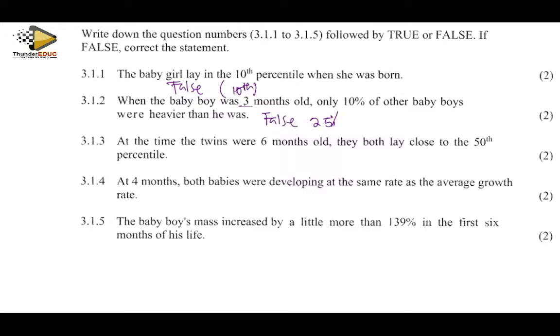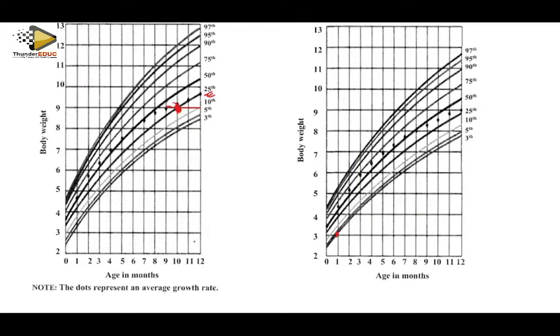At the time the twins were 6 months old, they both lay close to 50, so true. 6 months. Look at that dot.